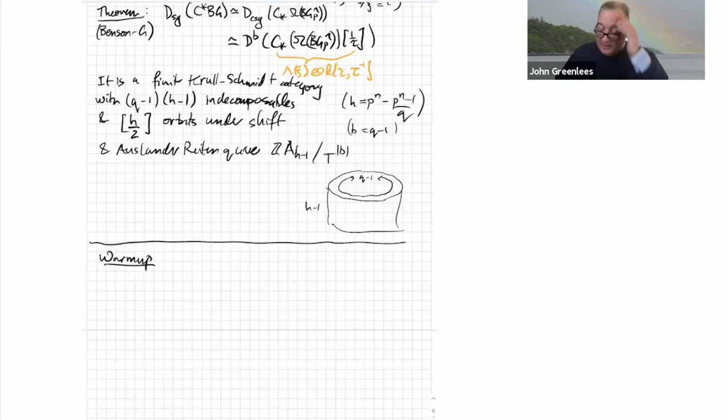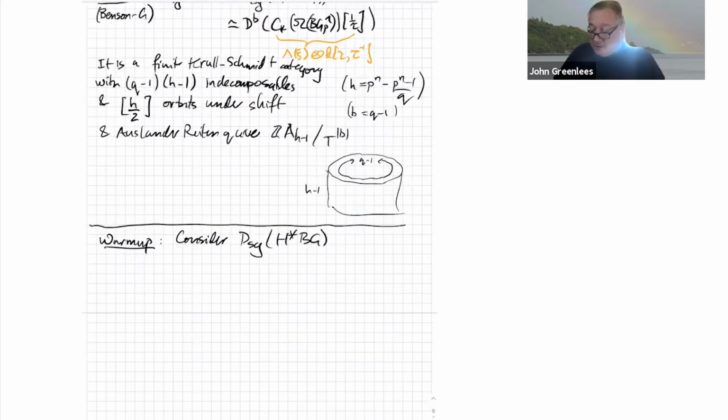This is warm up. Instead of thinking about this complicated thing, cochains on BG, let's consider the singularity category of just the cohomology ring of BG. That's polynomial tensor exterior. Probably people in the audience are more used to working with singularity categories than me, but what do we know in the singularity category? We know that the ring is viewed as trivial. I mean, cohomology of BG is trivial.